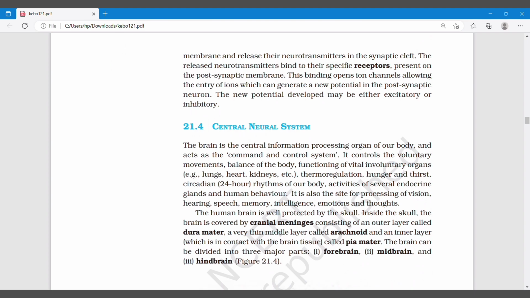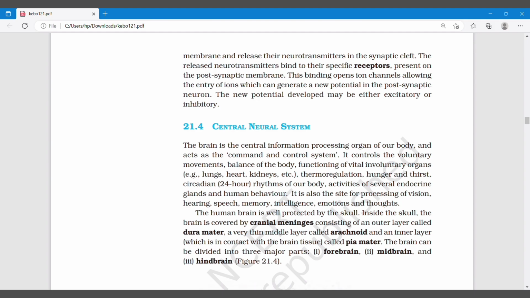The new potential developed may be either excitatory or inhibitory. So the next point is 21.14, that is the central nervous system. The brain is the central information processing organ of our body and acts as the command and control system.